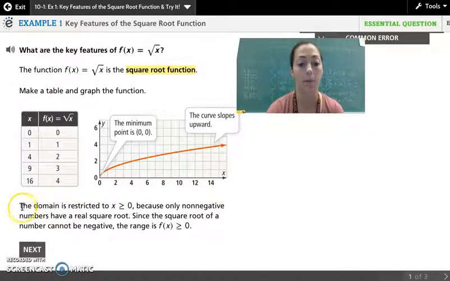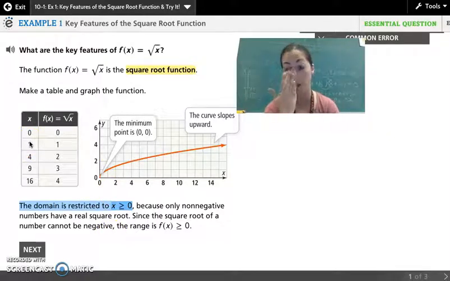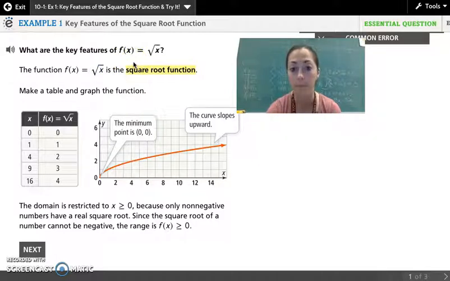So some other things we want to talk about. The domain. The domain can't be less than 0, and let's think about why that is. It has to be at least 0. But why can't it be -1 or -2, -3, -4? Well, if we put those numbers under the radical, you would get not even an irrational number, it's an imaginary number, because you can't take the square root of a negative. And that's what it says here, because non-negative numbers have a real square root. So only positive numbers. Actually, 0 and positive. So non-negative numbers is what that means.